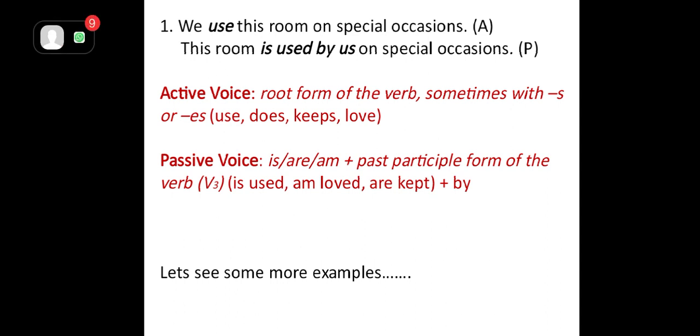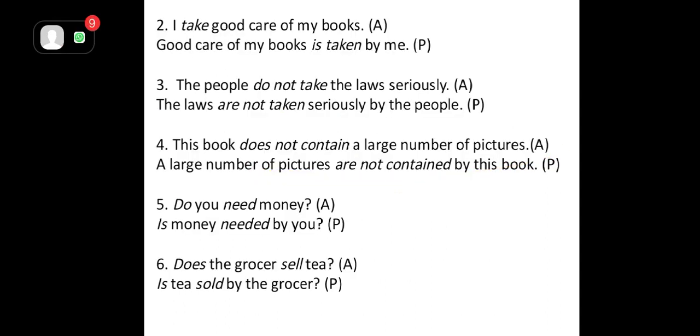Let's see some more examples. Second sentence. I take good care of my books. This is a sentence of active voice. Good care of my books is an object which will come into the subject place. So good care of my books is taken by me. I will change into me in passive voice.